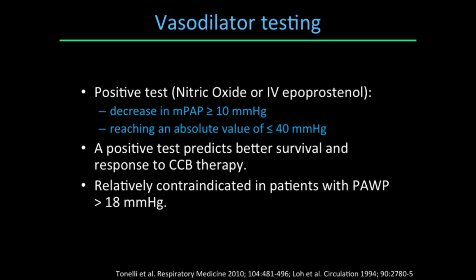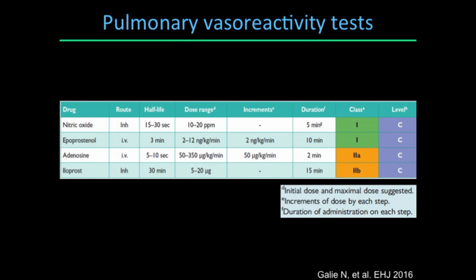And then you see if the pressure decreases at least 10 millimeters of mercury or more to a value less than 40. And with that, you can say, well, in the appropriate setting, the patient may be a candidate to try calcium channel blockers, particularly if they have idiopathic, heritable, or anorexigen-induced pulmonary arterial hypertension. In other patients, responsiveness to vasodilator testing with nitric oxide may suggest that the circulation may be more reactive, maybe healthier circulation, lower age.